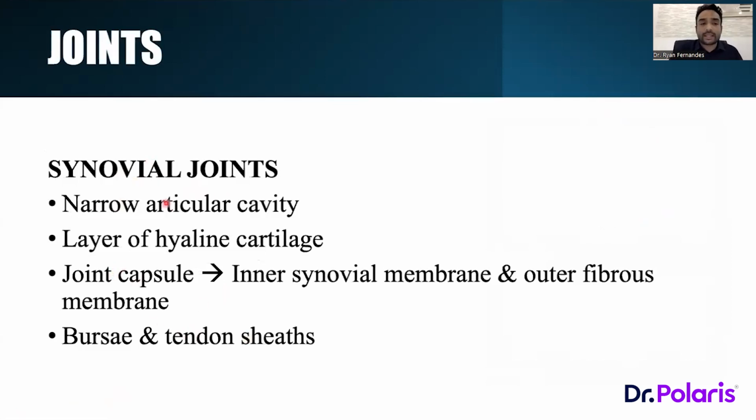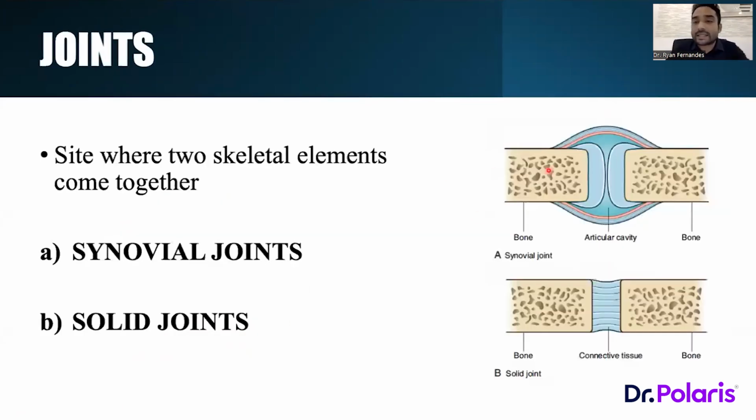So narrow articular cavity, we know what it is. What is layer of hyaline cartilage? We know. Joint capsule, we know: the inner synovial membrane, outer fibrous membrane, bursae and tendon sheath. Now, what are these bursae and tendon sheath?